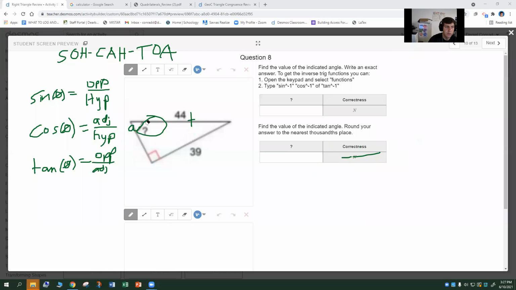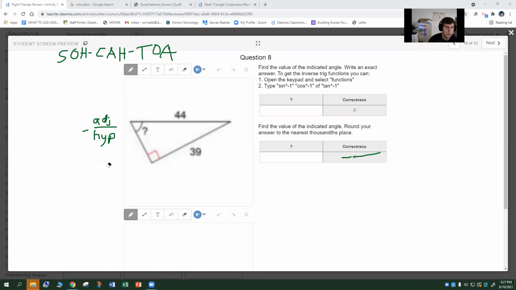Next one here. Okay, now we're solving for the angle, so we got to use the inverse functions. Okay, so if you're solving for a side, you use the regular trig functions, sine, cosine, tangent. If you're solving for an angle, you got to use the inverse sine or inverse cosine or inverse tangent. Okay, so sine inverse, opposite over hypotenuse.